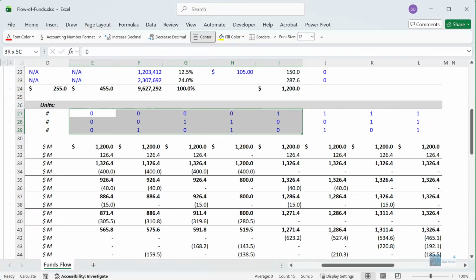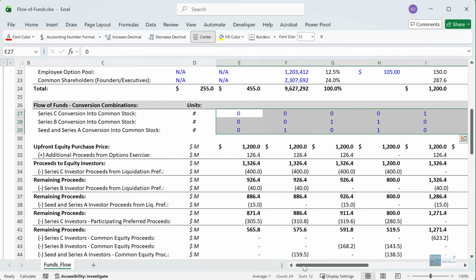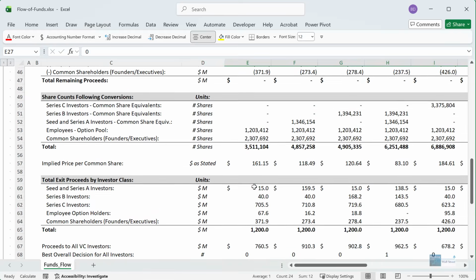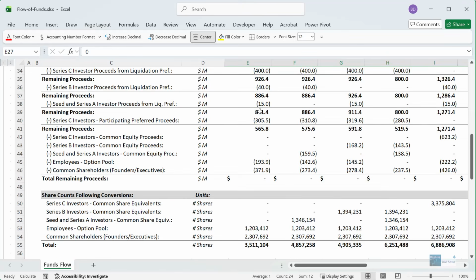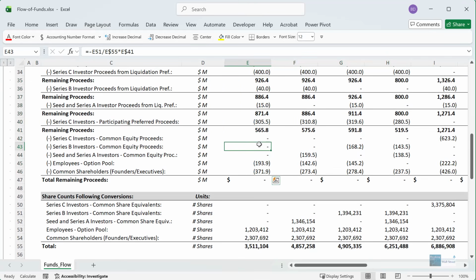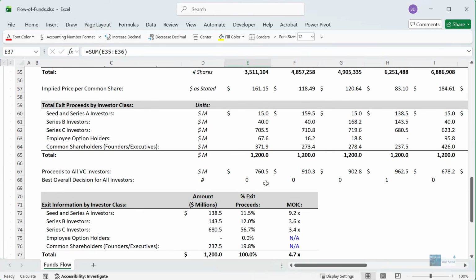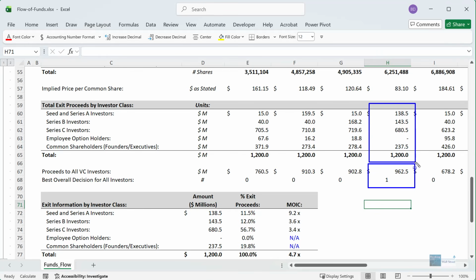You will then analyze each possible set of conversion decisions that this group makes, and then you will go through the math, come up with this waterfall schedule where you determine the proceeds to each group under each different set of decisions. And then at the end, you will pick the decision that maximizes the proceeds to the VC investors. And this is what the flow of funds schedule tells you.